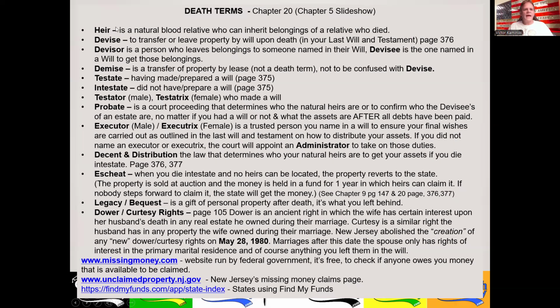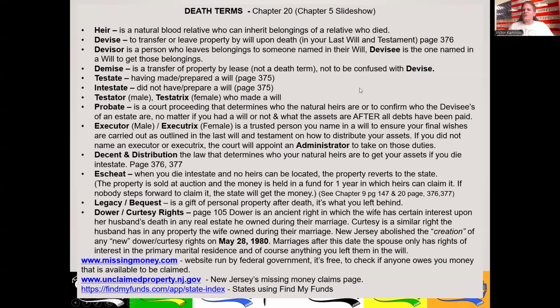Okay, so anyway, heir. What is an heir? You're a natural blood relative who can inherit belongings of the relative who died. Devise is to transfer or leave property by will upon death. Devisor is the one who left you those belongings in their will. And the devisee is the one who was named in that will to receive those belongings.